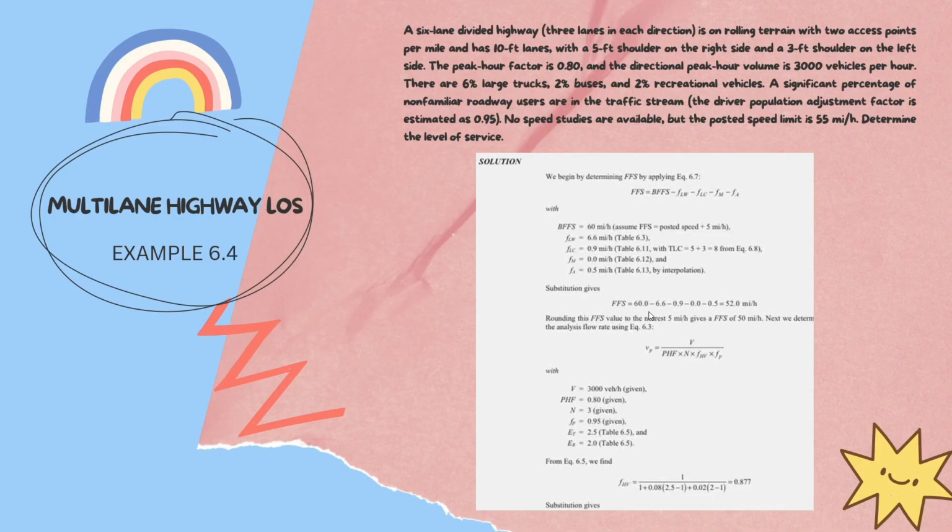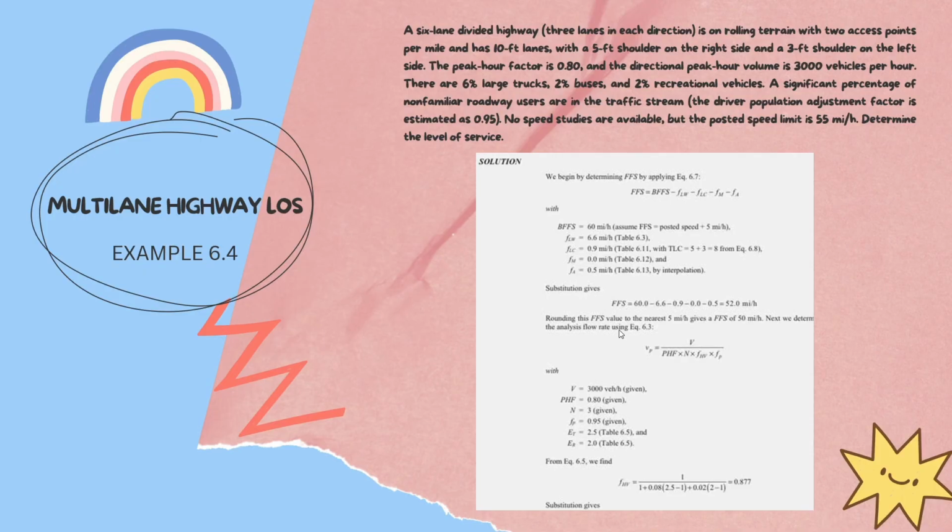So step 2 is to convert the actual volume to passenger car equivalents, and next we adjust for heavy vehicles such as trucks, buses, and RVs. So we have to use the passenger car equivalence factors from the table. This step converts the mixed traffic volume into passenger car units, since heavy vehicles move slower and take up more space.